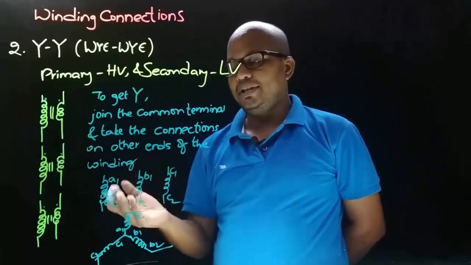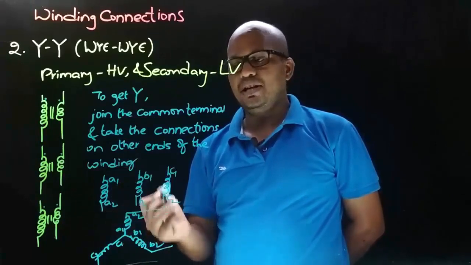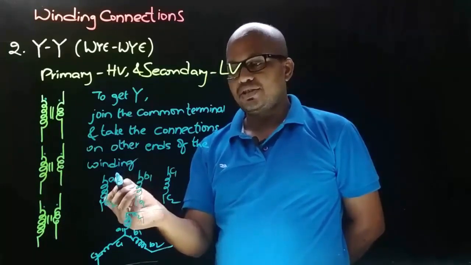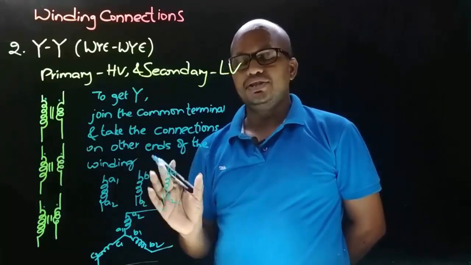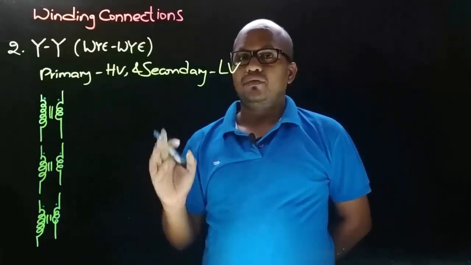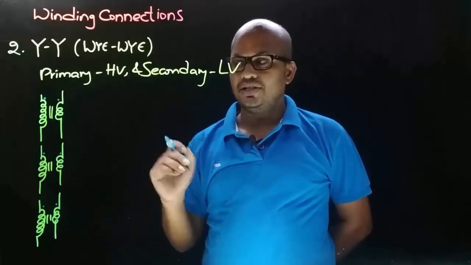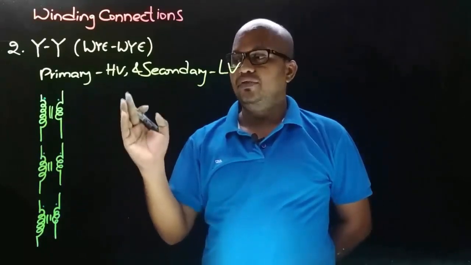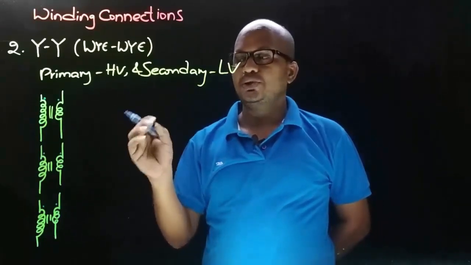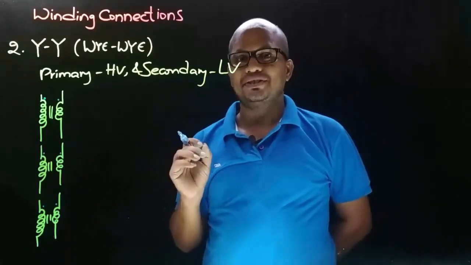And the other way of obtaining star connection means consider the common ends as A2, B2 and C2 and take the connections from A1, B1 and C1. So this is how star connection is obtained. From this star-star connection, we are going to see how to get the star-star connection and then the phasor diagram and the vector group and phase voltage ratio, line voltage ratio, and finally its advantages, disadvantages and applications.